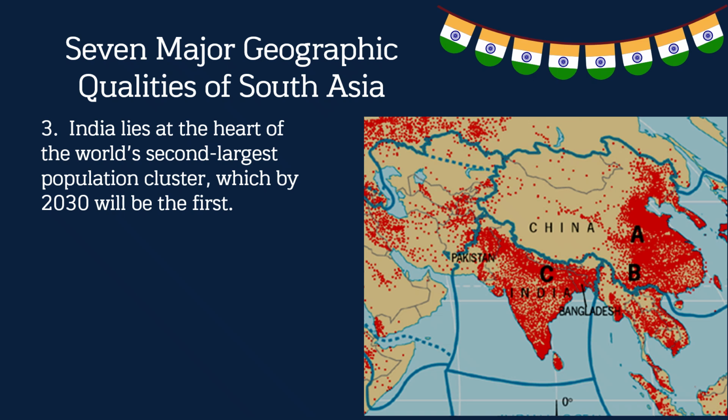The third major geographical quality of South Asia is that it is the second largest population cluster on the planet, following shortly behind China, and will overtake China by 2030 as the largest population cluster on the planet.